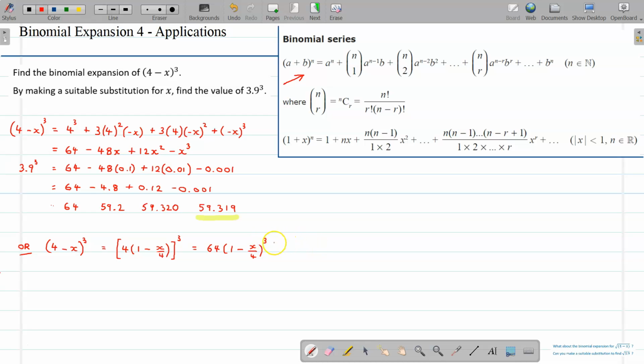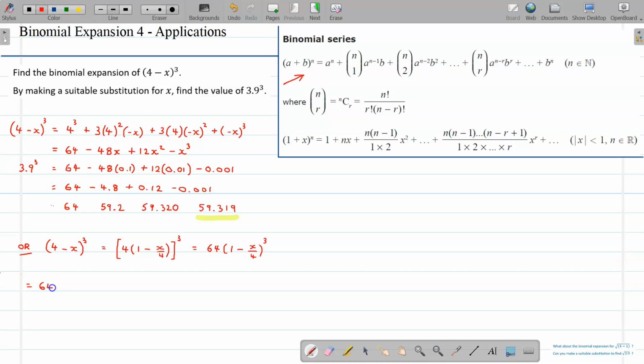So what we're going to do now is do the binomial expansion of 1 minus x over 4 to the power of 3, and then multiply the whole thing afterwards by 64. In this case it's quite tedious to do this, but it still works, and I want you to get used to using it because you'll need to in future questions. So it's going to equal, let's just do it down here, 64.